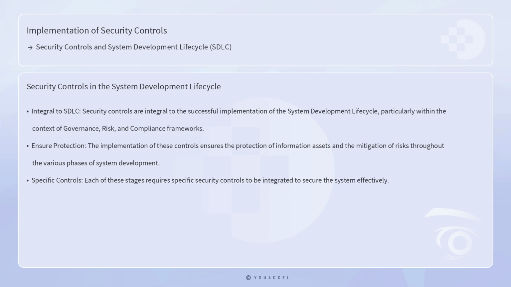The SDLC encompasses several stages, including planning, analysis, design, implementation, testing, deployment, and maintenance. Each of these stages requires specific security controls to be integrated to secure the system effectively.